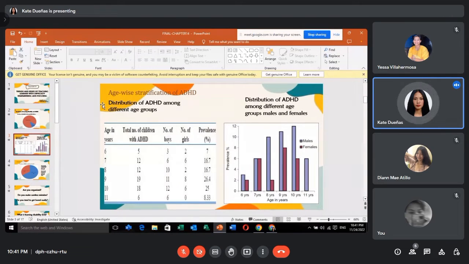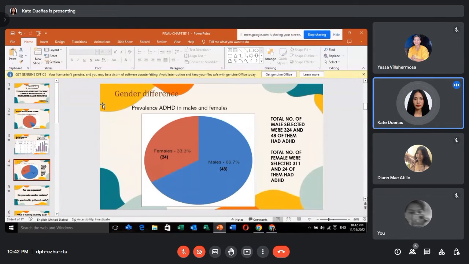So this is the distribution of ADHD among different age groups. As you can see in the table, the children with ADHD were also stratified on the basis of their age into 6 groups. The prevalence rate in each age group was identified, which is shown in the table and the graph beside. The prevalence of ADHD was found to be highest among the children of age 9 and 10 years. Next is the gender difference.